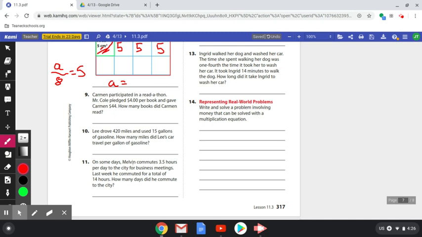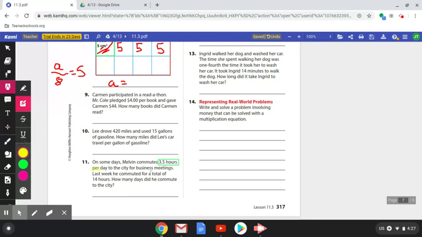On some days, Melvin commutes 3.5 hours per day to the city for business meetings. Last week, he commuted for a total of 14 hours. How many days did he commute to the city? All right. Let's bust out the rectangles. Here is what we know. Melvin commutes 3.5 hours per. That's our keyword. Per day. 3.5 hours one day, 3.5 hours the next day, 3.5 hours the next day, 3.5 hours per day.